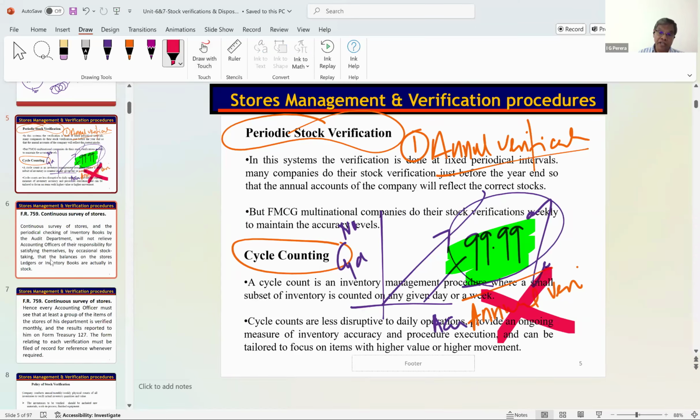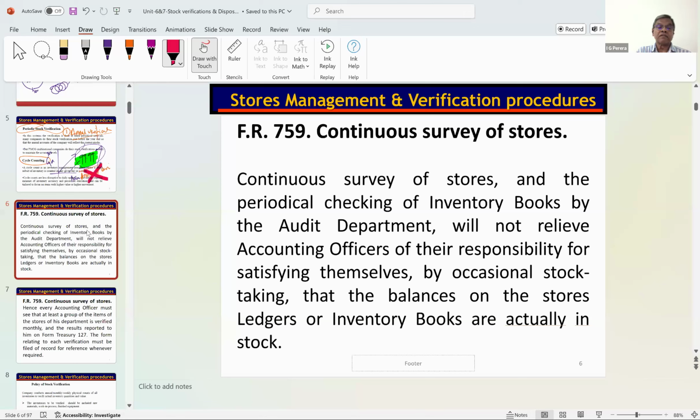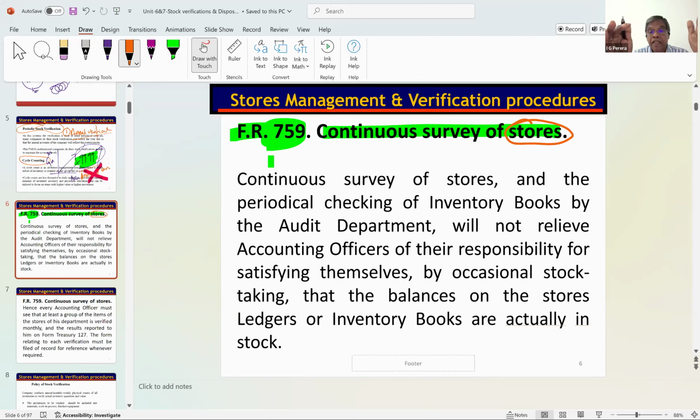If you are a government organization like Vatupitivala Hospital or any other government organization, then your document Bible will be the Financial Regulations. If you read clause 759, Financial Regulations 759, that is continuous survey of stores. When you are reading the financial regulations, you have to read first the nomenclature given.